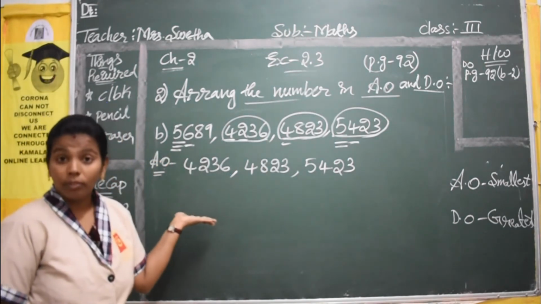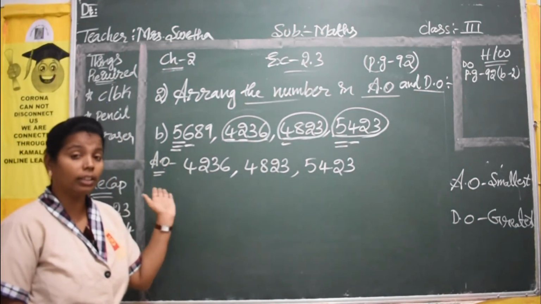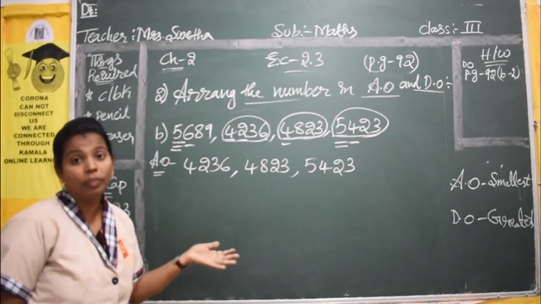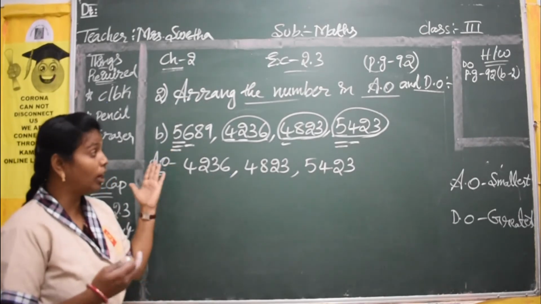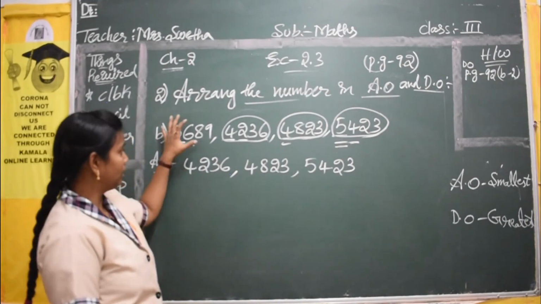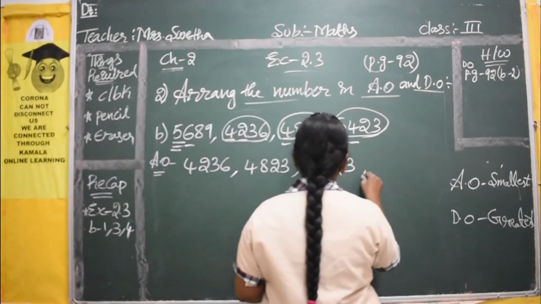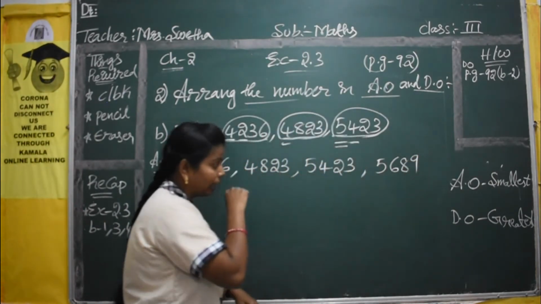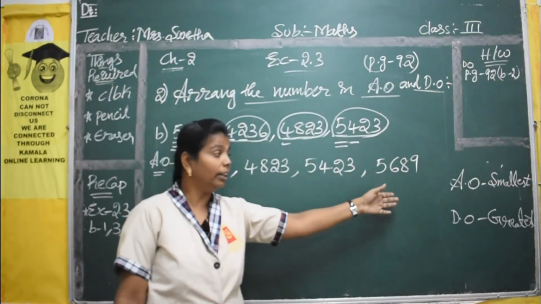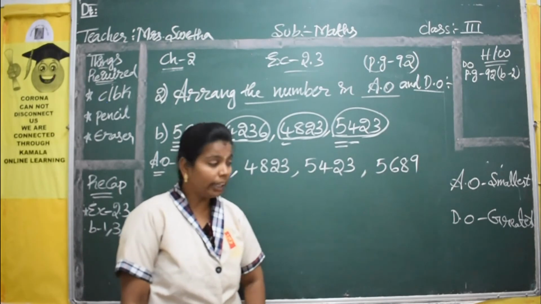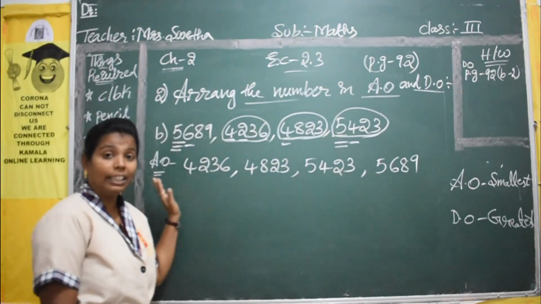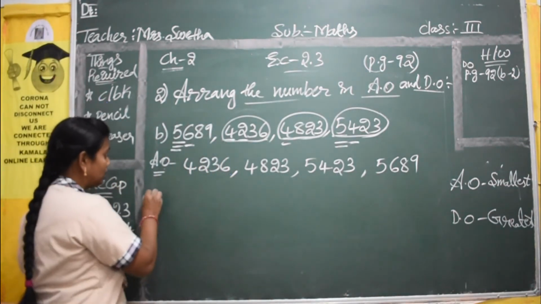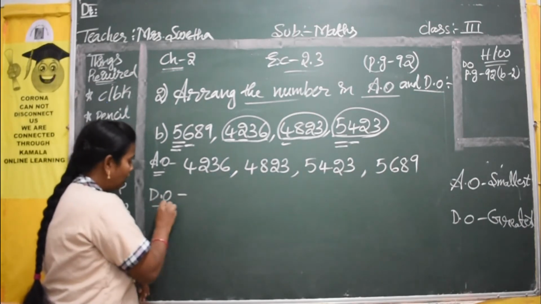Now what do you have, children? One set is left, and you have no other numbers to check. So the complete set will become your last number, the greatest number of all the numbers, that is 5689. Okay, so this complete ascending order is arranged. All the numbers in ascending order we have arranged.